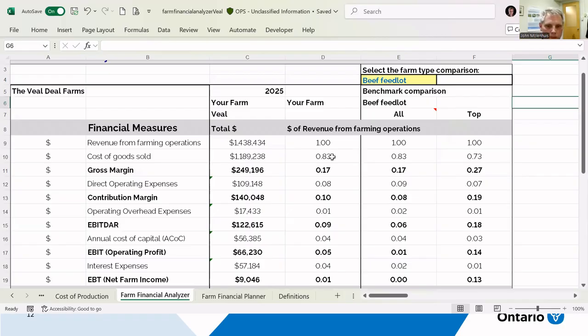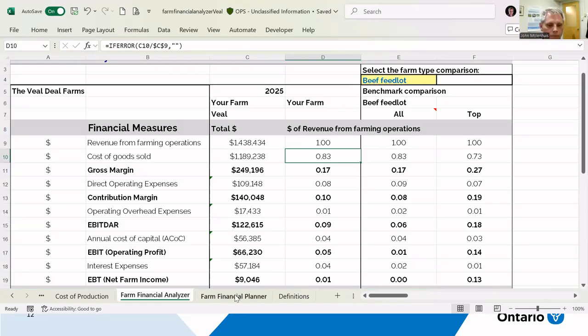So how you read this is, for every dollar of revenue, 83 cents goes to those cost of goods sold. And that's more the direct inputs like the seed, the fertilizer, the feed, the calf purchases. But it gives you that ability to map out and see the comparison to the benchmarks, or just compare year over year. You can see what those breakouts are by those specific cost categories. So it gives you that ability.